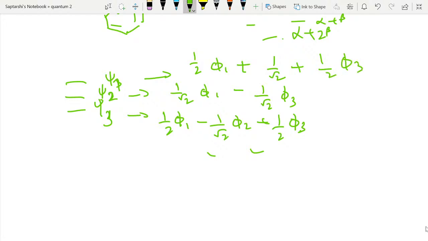So a simple way of remembering this is that psi 1 has plus in between, and psi 3 will have minus in between. There are two halves in the extremes and 1 by root 2 in between. For psi 2, there are only two terms, both with 1 by root 2 and minus in between, phi 1 and phi 3. That's it. So that is more or less it, and with this knowledge let us try to solve the question.